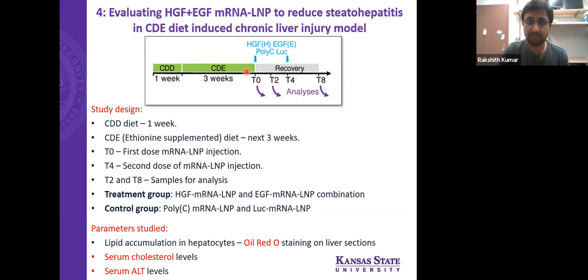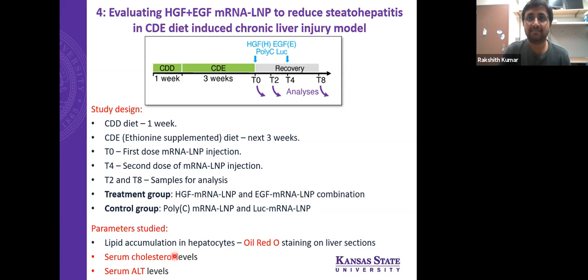The CDE diet was stopped after 4 weeks of feeding, and then they gave a second dose on the 4th day, and collected samples on day 2 as well as day 8 to evaluate the efficiency of this mRNA in reducing the liver injury caused by the CDE diet. The parameters studied were lipid accumulation in hepatocytes, studied by Oil Red O staining on liver sections, serum cholesterol levels, and also serum alanine aminotransferase, that is ALT, levels.